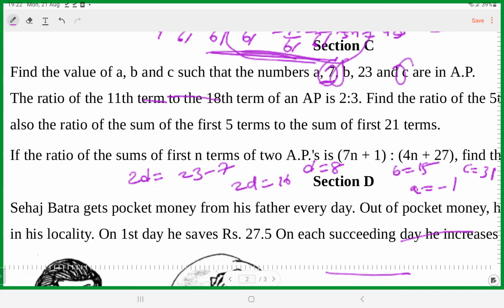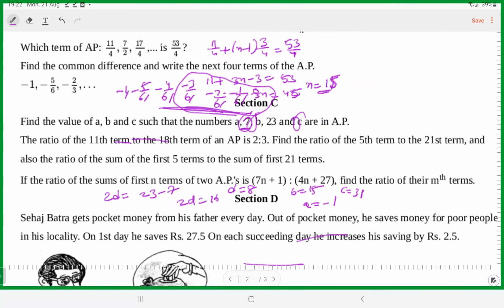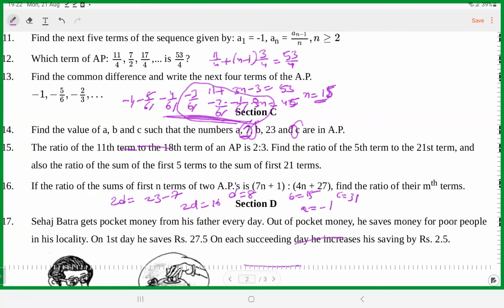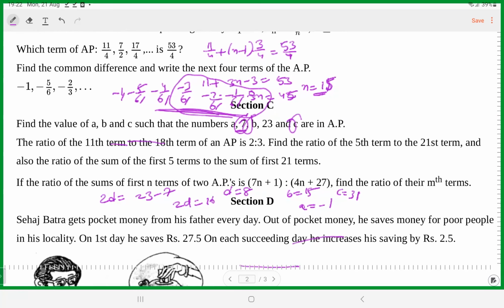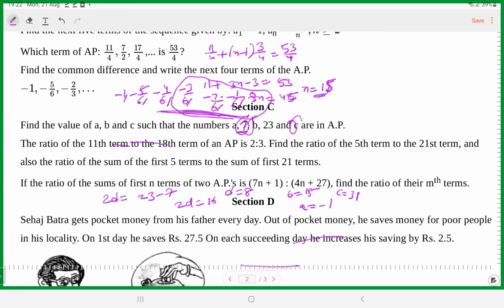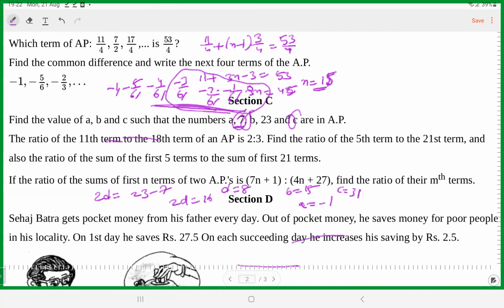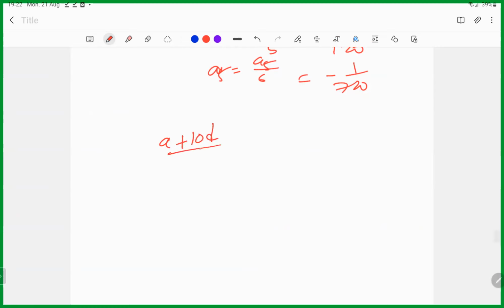The ratio of the 11th term to the 18th term of an AP is 2:3. Find the ratio of the 5th term to the 21st term, and also the ratio of the sum of the first 5 terms to the sum of the first 21 terms. How to do it? Eleventh term to 18th term means what? A plus 10D by A plus 17D equal to 2/3, right?